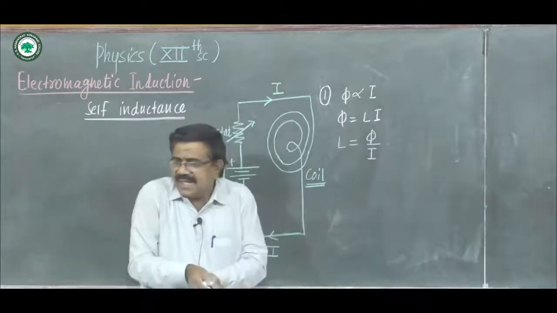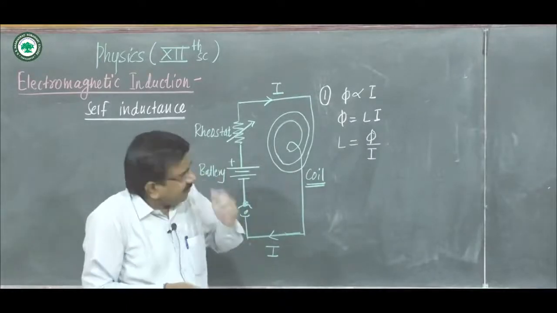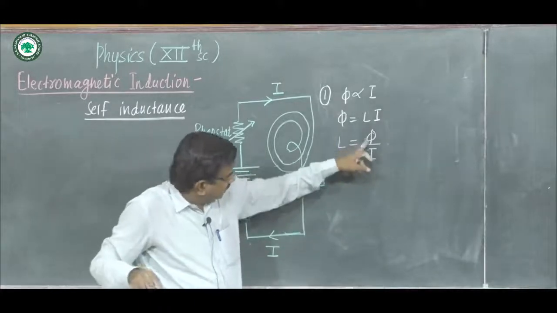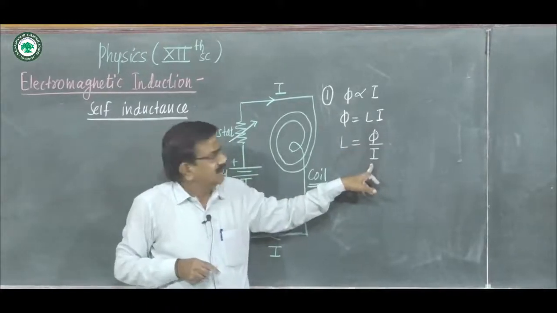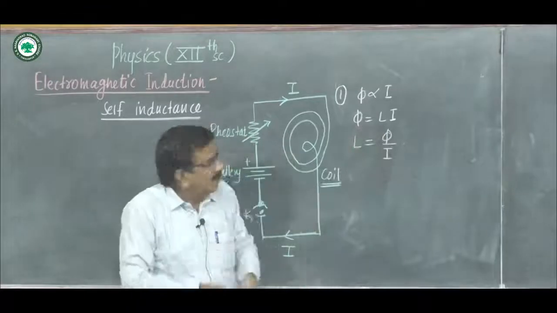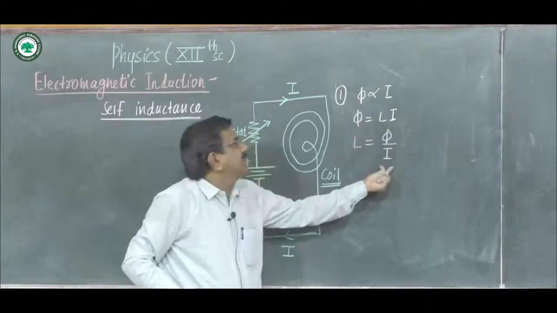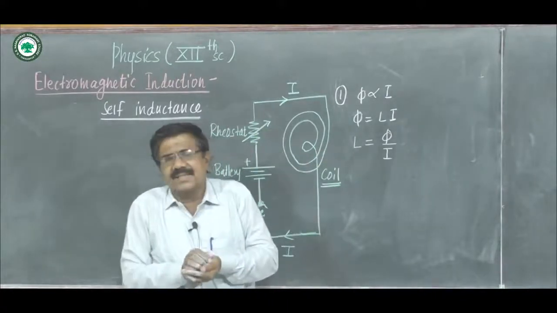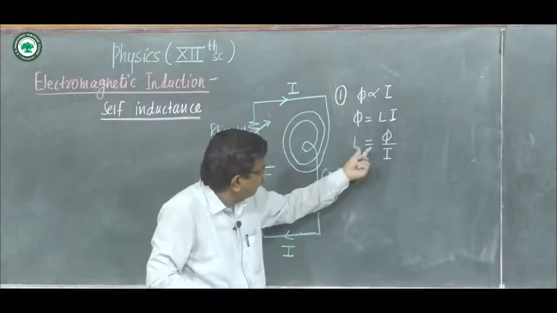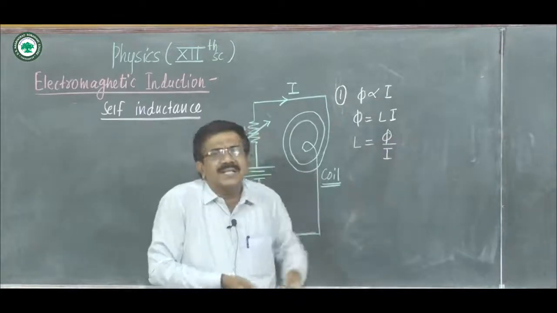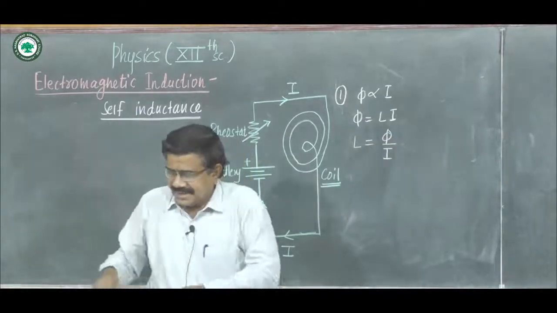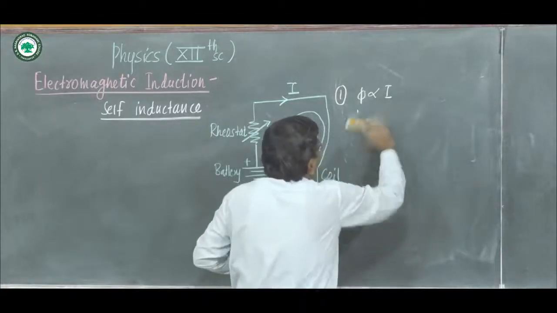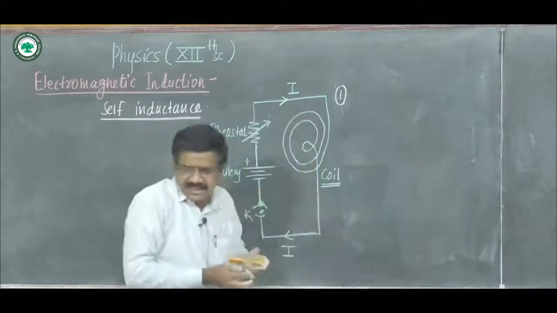Or we can say like this: the magnetic flux produced per unit current in the circuit is called self-inductance. This is the simple definition. Magnetic flux produced per unit current in the circuit is the self-inductance. We can define it also in another way. In two or three ways we can define self-inductance.